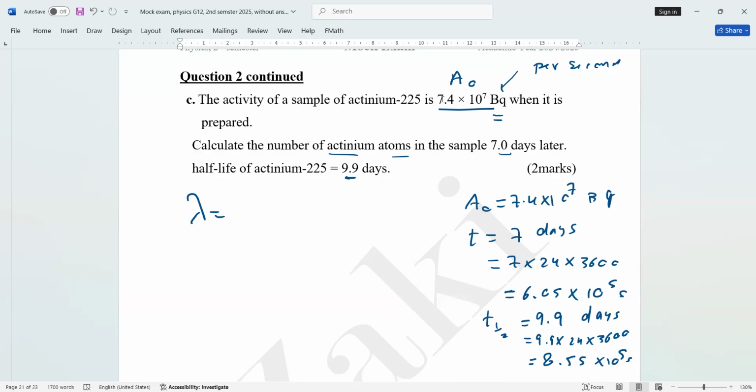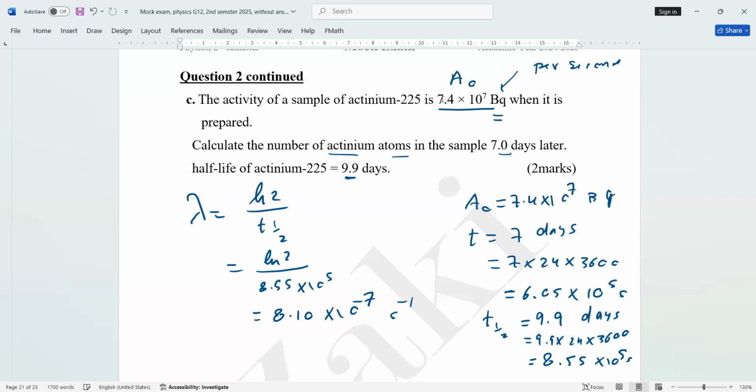Lambda equals ln 2 divided by t half. So ln 2 divided by 8.55 times 10 power 5. So it's 8.10 times 10 power negative 7 per second.